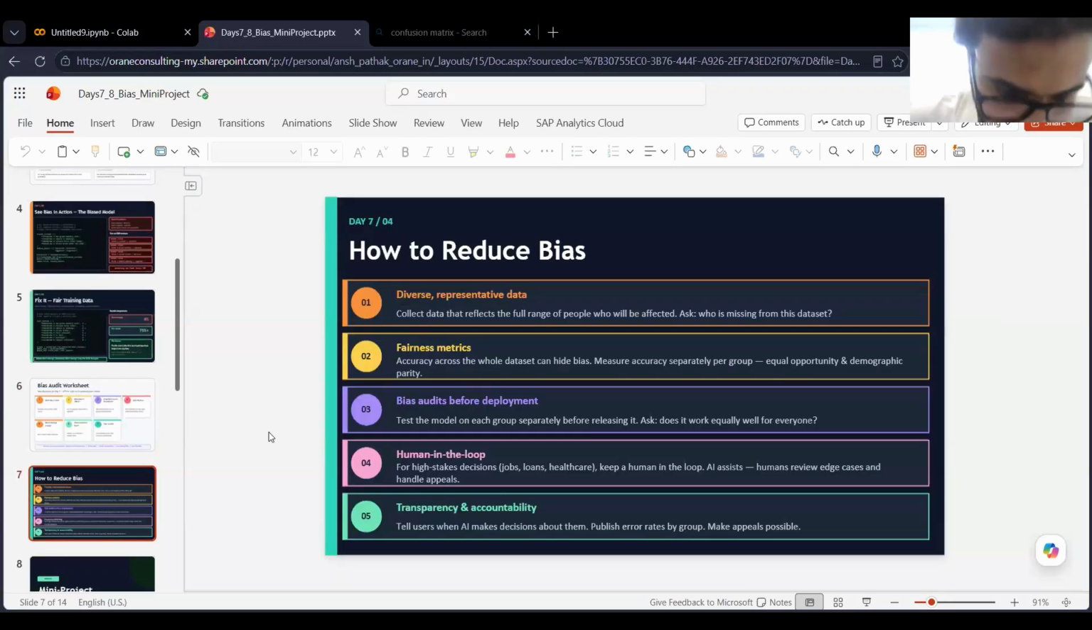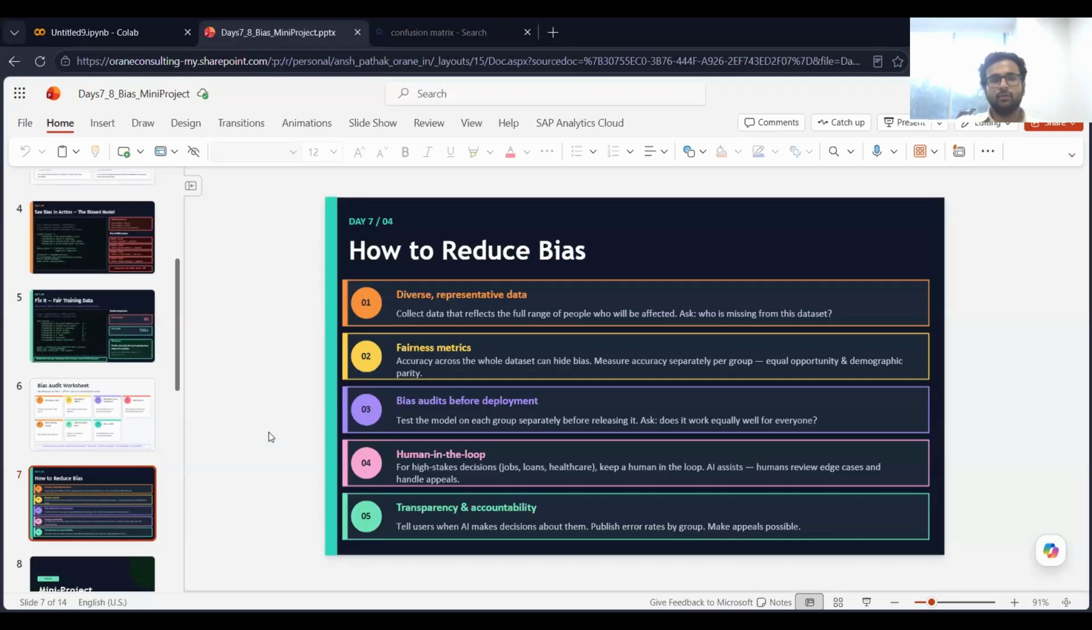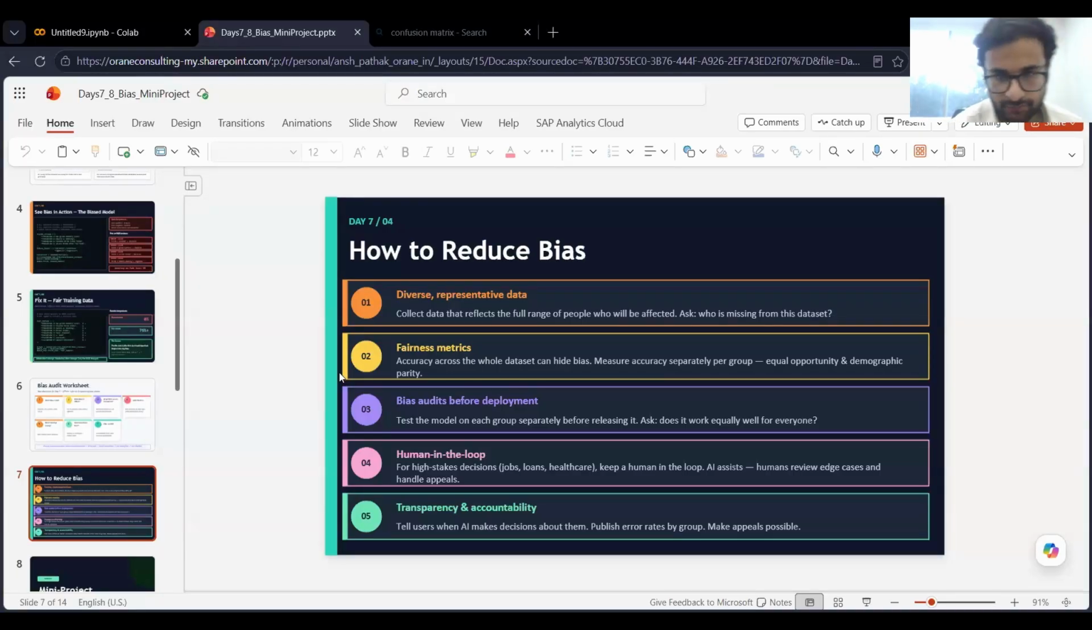So we'll first discuss some methods on how bias can be reduced. Then I'll move ahead and explain what projects you can pick and choose from. Okay, so how to reduce bias? Diverse and representative data, that's pretty obvious. You collect data that reflects the range of people who will be affected. You are creating that data set, so you have to decide, okay, what particular individual or group am I missing, and I should add it.